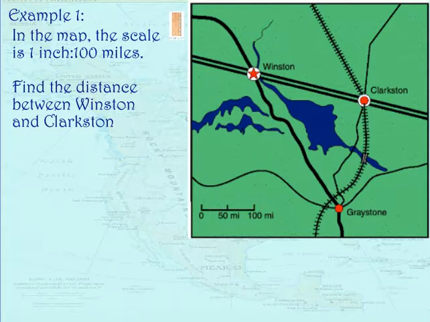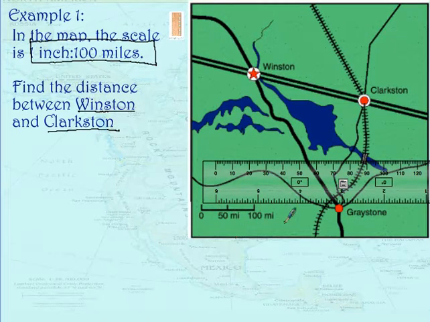Alright, so we're going to start off with a couple easy examples. In the map, the scale is 1 inch to 100 miles. This is really important, and we box our important numbers. We want to find the distance between Winston and Clarkston. In order to do that, we're going to have to use a ruler because we're using a map. We're not physically driving it and using the odometer. We're going to figure it out using the map, and we're going to use that scale.